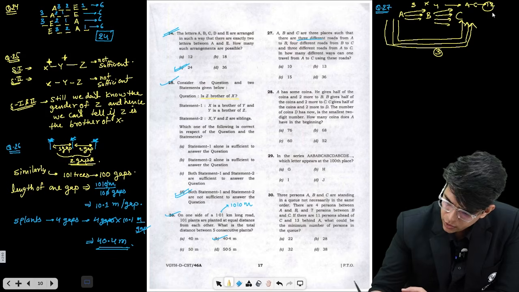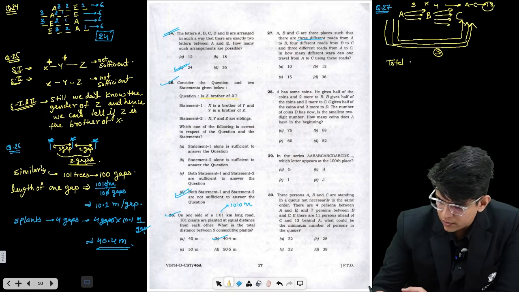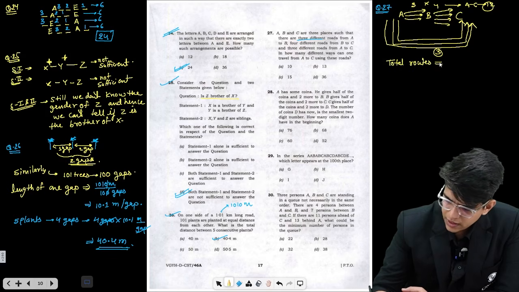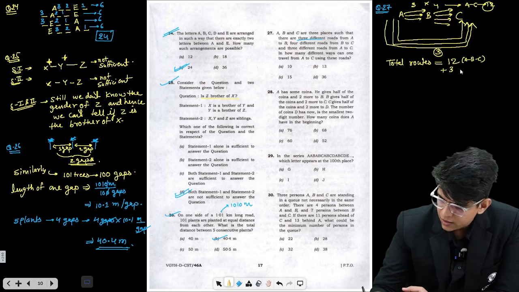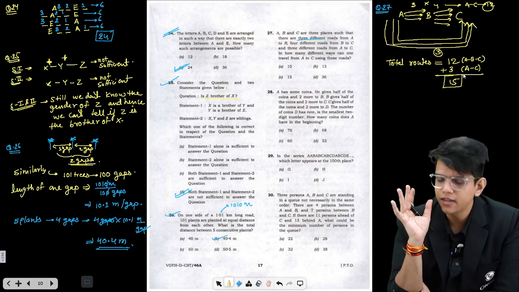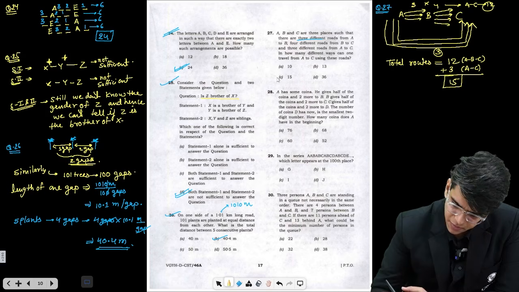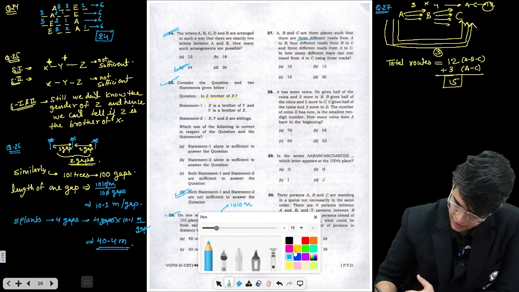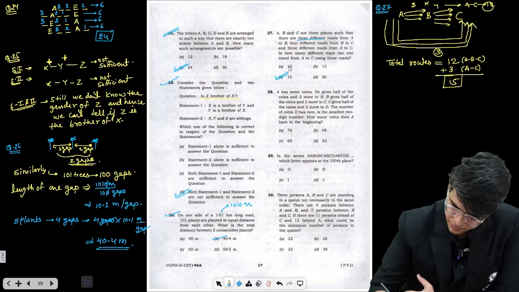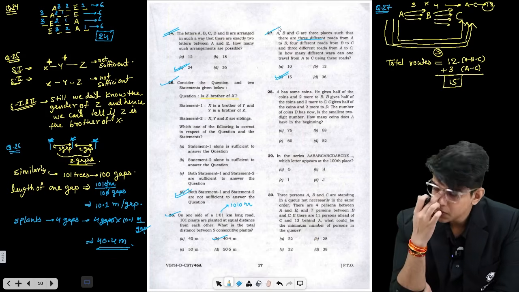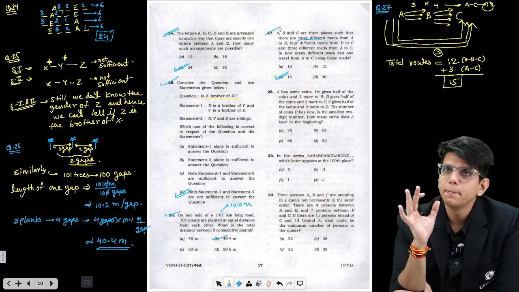So we have to add total routes. Total routes are nothing but 12 from ABC, A, B, C wale, plus 3 which are directly from A to C. In total there are 15. In total there are 15, right? So here the answer will be option C. Total 15 routes are there from A to C. Okay, done.